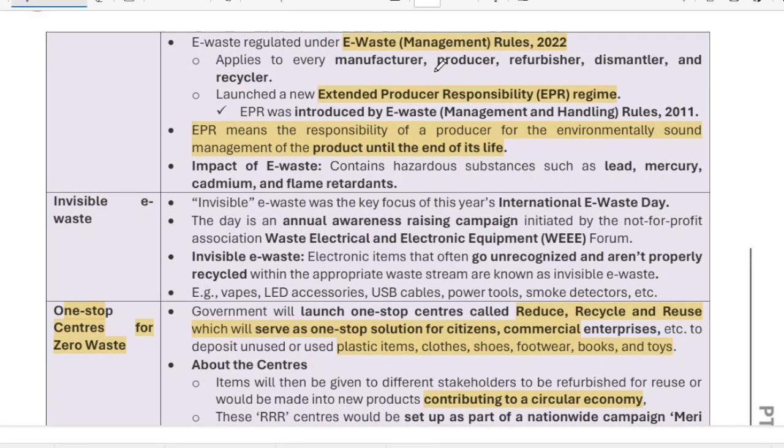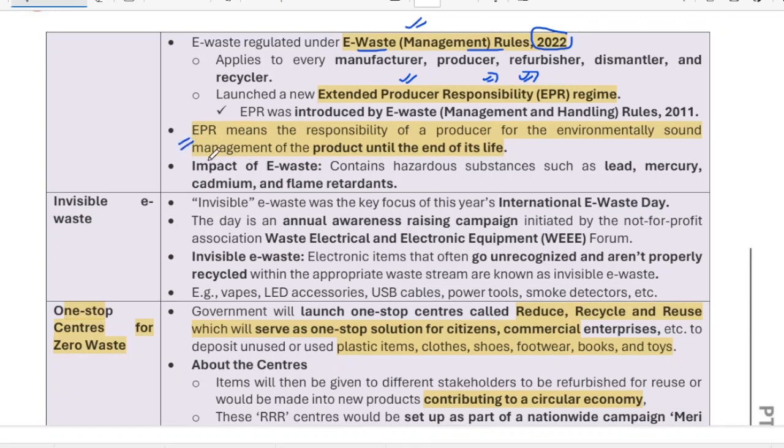Now, how is e-waste regulated? E-waste is regulated under the E-Waste Management Rules, 2022. This also has the concept of the extended producer responsibility (EPR) regime that we have already talked about in the previous part of this video.